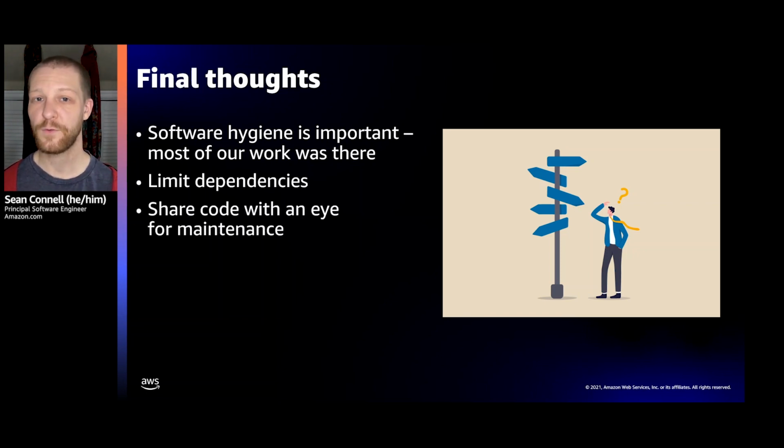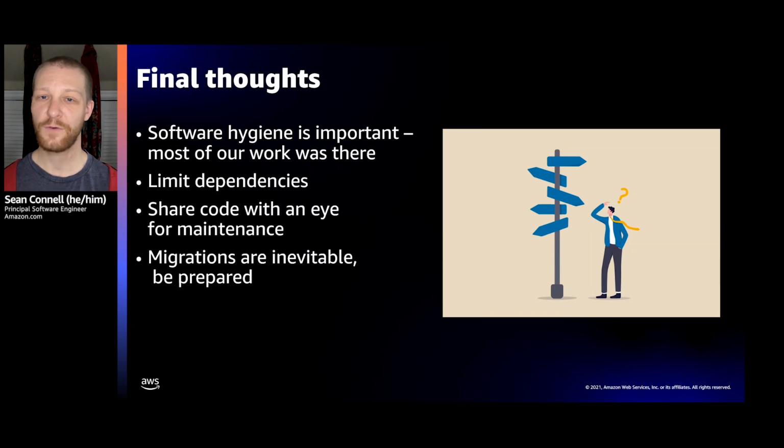Sharing code with an eye towards maintenance. Whether you're taking a dependency or giving a software library away to somebody else, this is going to imply team interactions. And the more of those you have, the more overhead you have when you need to change things, especially if it's breaking. So really make sure you know what you're signing up for if you're going to share code with another team. Migrations are inevitable.